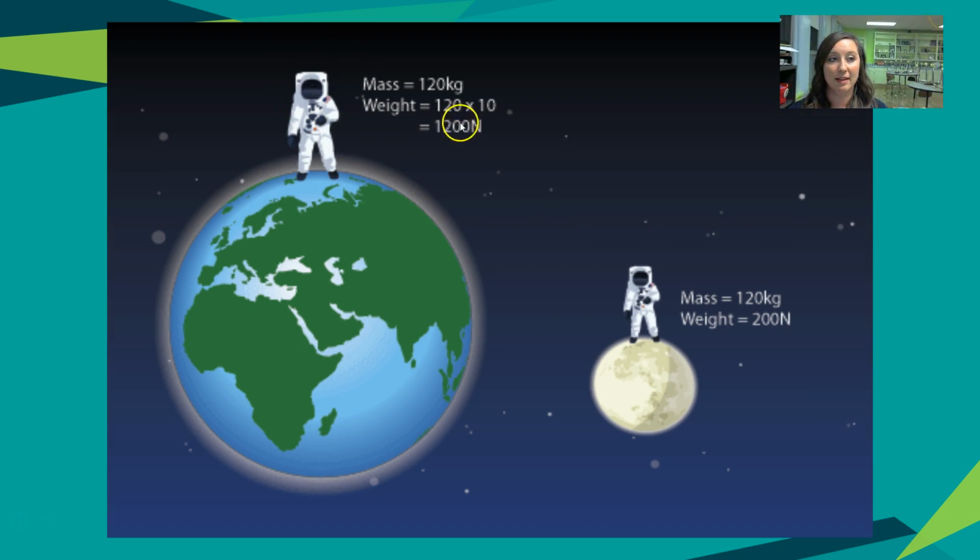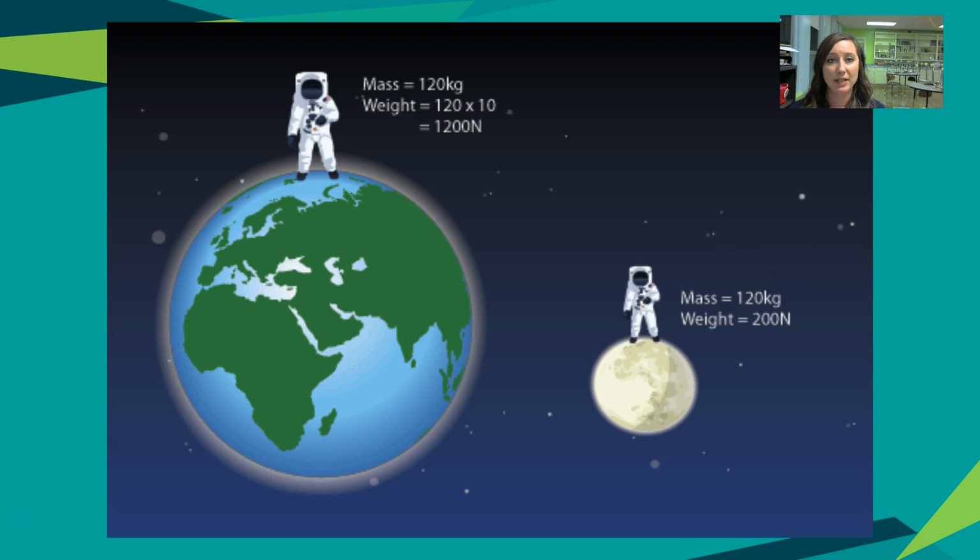If we were to take that same 120 kilograms of sugar to the moon, we would only have 200 newtons worth of sugar there. So our measurement is going to change. So in writing a recipe, we want to use mass because mass is measuring the matter. Weight is measuring the gravity. So then I wanted to phrase this question to you now.